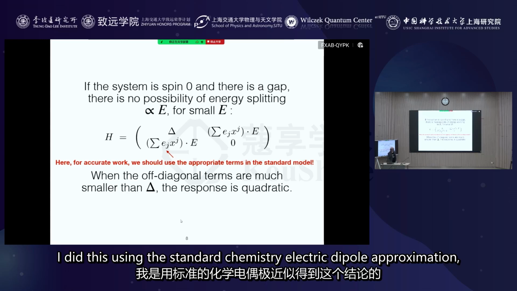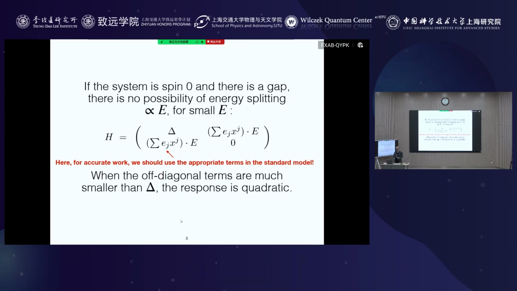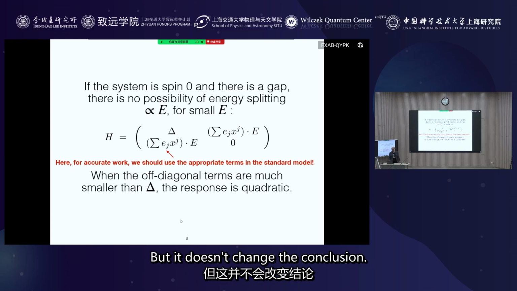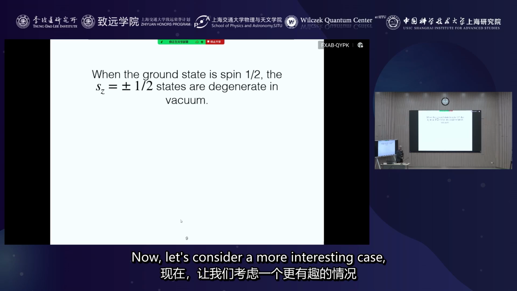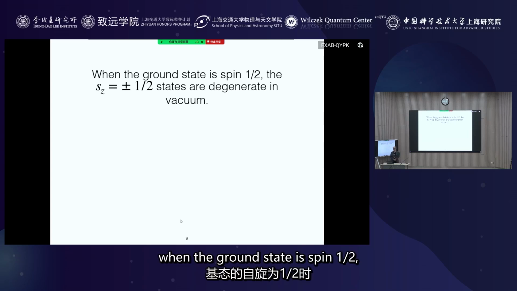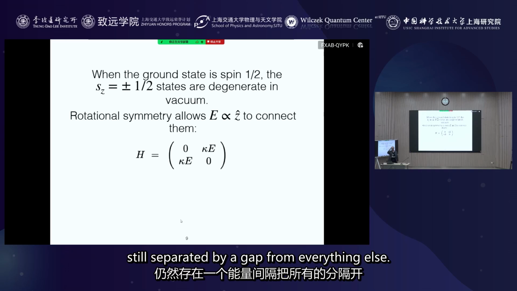I did this using the standard chemistry electric dipole approximation. Really, you should use the standard model in all its glory to calculate, if you really want to calculate accurately, but it doesn't change the conclusion. Now let's consider a more interesting case when the ground state is spin 1/2, still separated by a gap from everything else.